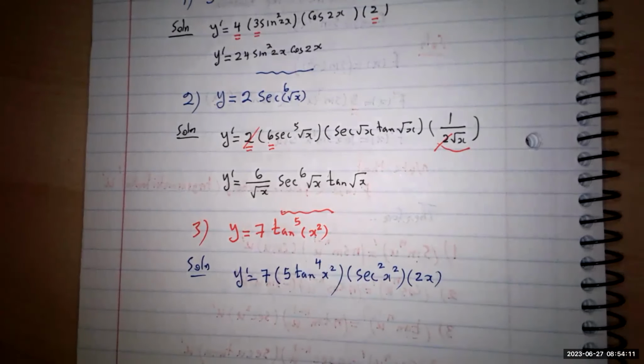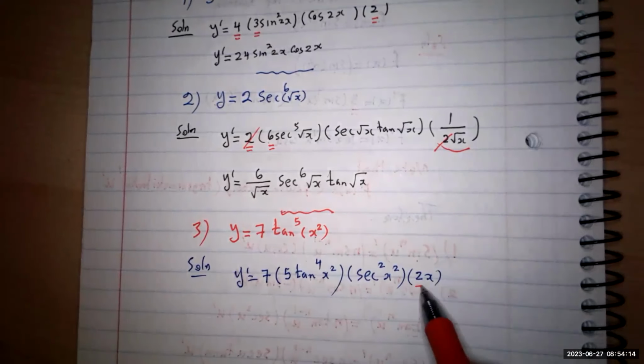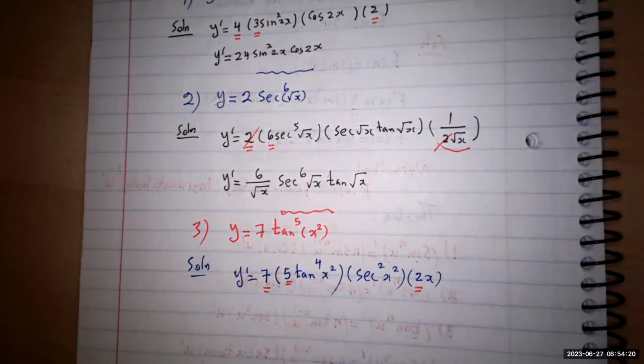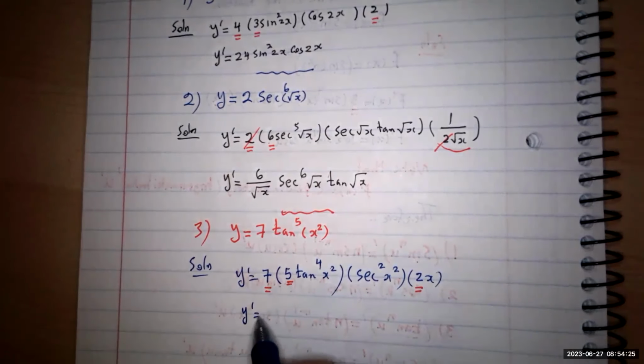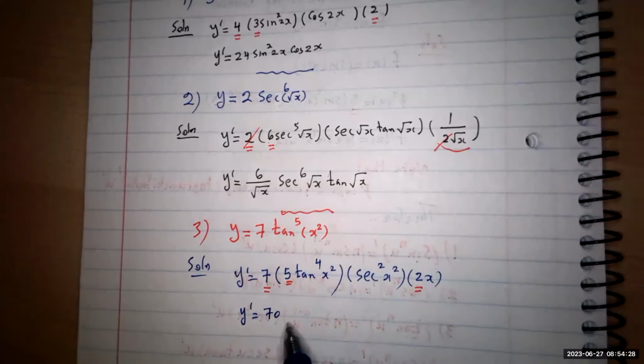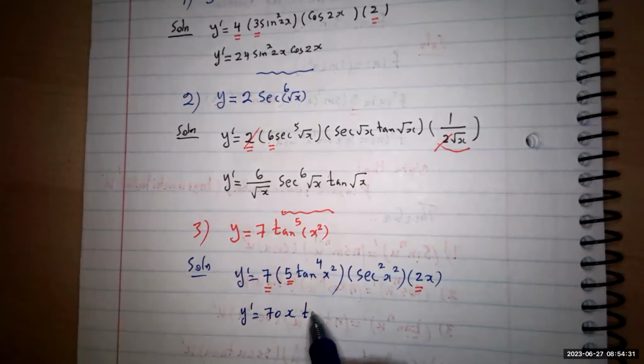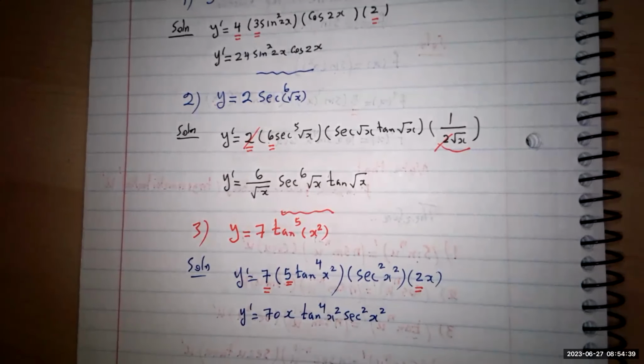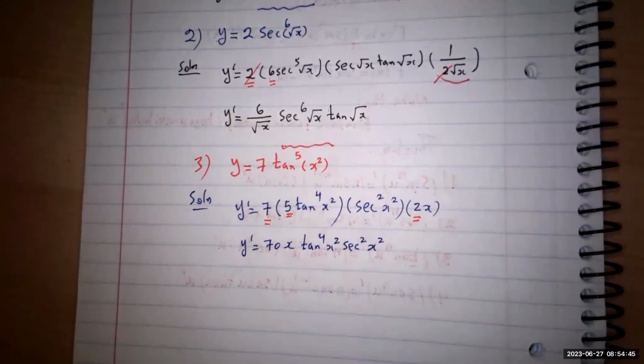But we have to simplify. Monomials, 2 coefficients, 2, 5, 7. So that's it. 2 times 5 would be 10. 10 times 7, 70. So y prime would be 70x tangent to the fourth of the x squared, and this is secant squared of the x squared, the final answer. Okay, so this is the way we are going to write it down. Any question? So these are mostly the one that you're going to have with this trigonometric function.